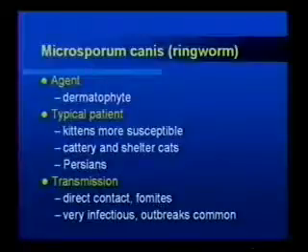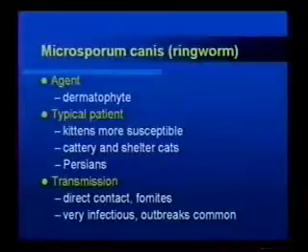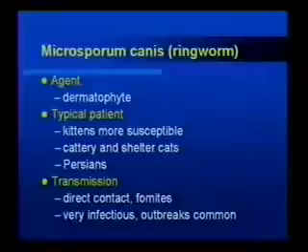Transmission is by direct contact or by fomites. This agent is highly persistent in the environment and can last for more than a year, so it's easy to spread it even if cats don't have direct cat-to-cat contact. It is highly infectious, unlike other fungal infections, and so outbreaks are common.